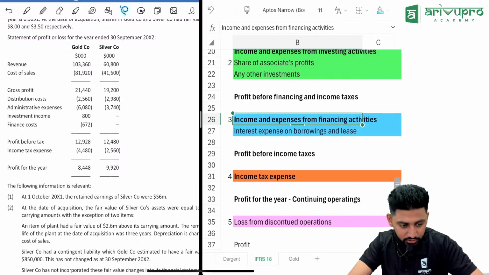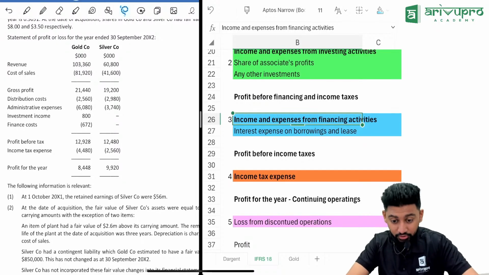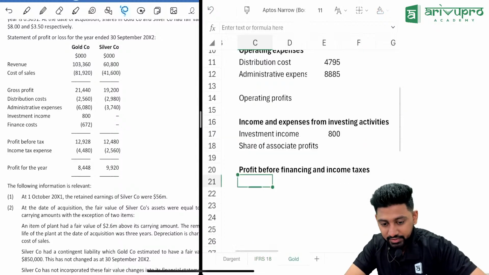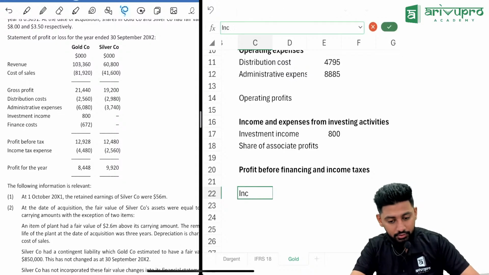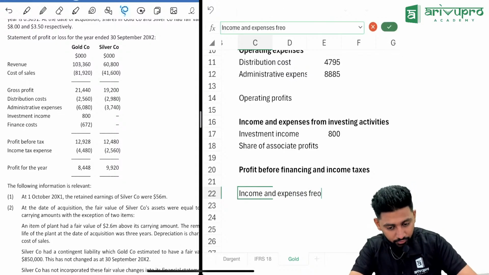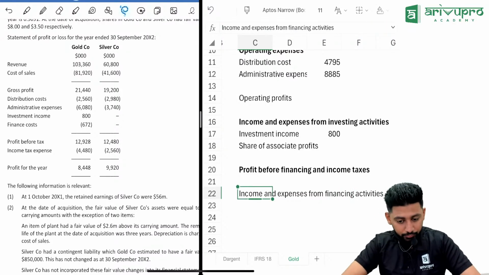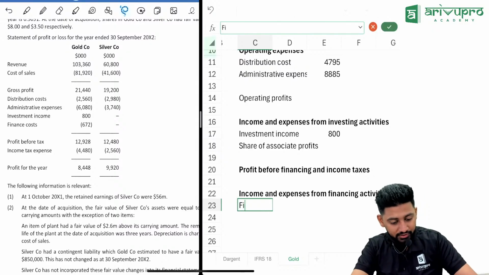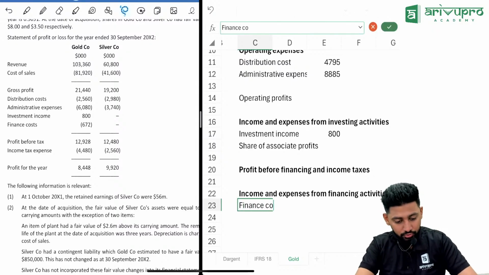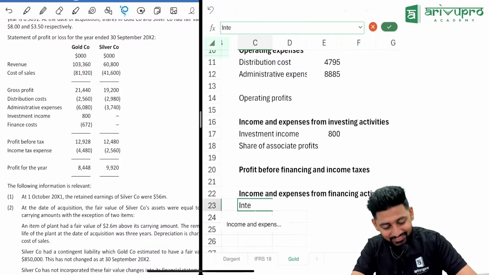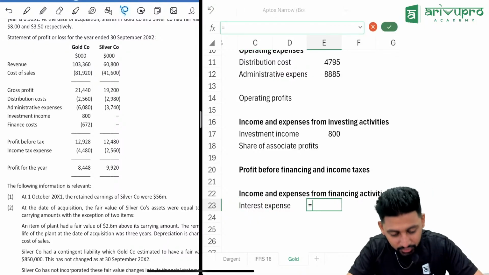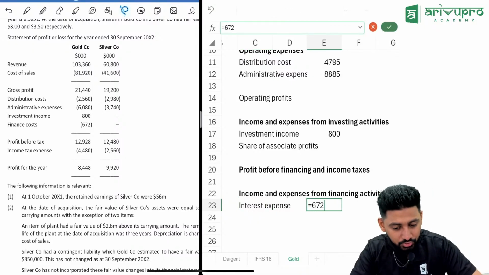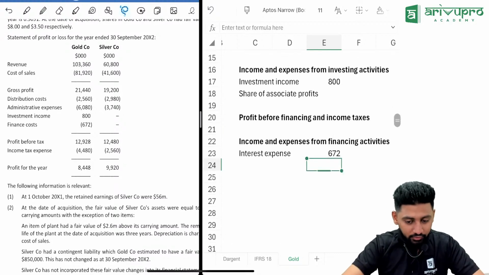No, this is done. No, finance cost is done, is it? Okay, we have finance cost. Yes. Income and expenses from financing activities. It's updated. Income and expenses from financing activities. Okay. Now below that, what do you have? You have your finance cost. Is being now known as interest expense. Brilliant. So I have equals 672. And then what do you have?